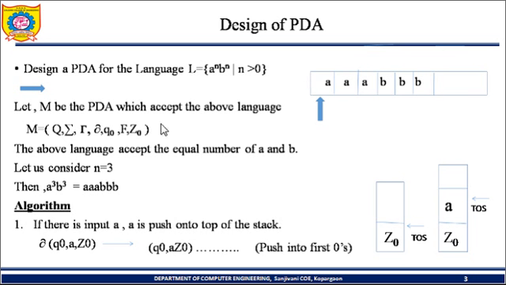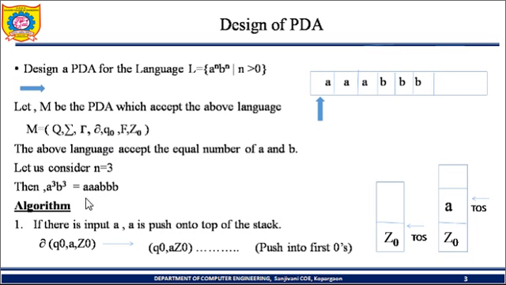Let M be the PDA which accepts the above language, L equal to A raised to n, B raised to n, and M is defined with the help of a 7-tuple: Q, a finite non-empty set of states which are required to design the PDA for the given language; Sigma, the set of input alphabet; Tau, the stack symbol; Delta, the transition function, mapping function or next state function; Q0, the initial state or start state; F, the set of final states; and Z0, the initial stack symbol.